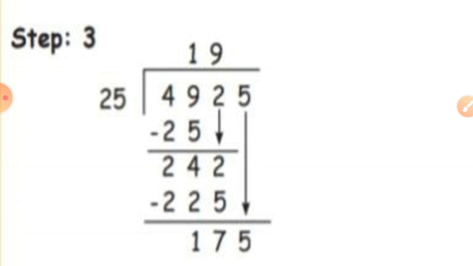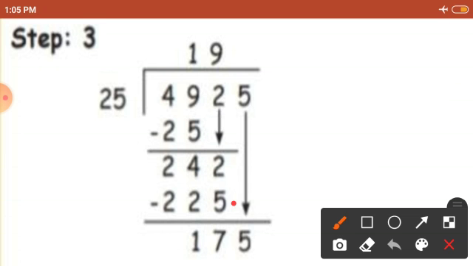Let's see step 3. Now, we are going to divide 242 by 25. So, how many 25s are in 242? That is 9. So, 25 times 9 is what? 225. Subtract both of these numbers. 2 minus 5, not possible. So, we are going to borrow 1 from here. Now, this will become 3 and this will become what? 12. 12 minus 5, you will get 7. Next, 3 minus 2, you will get 1. And 2 minus 2, you will get 0. You can also omit that. So, now we got what?